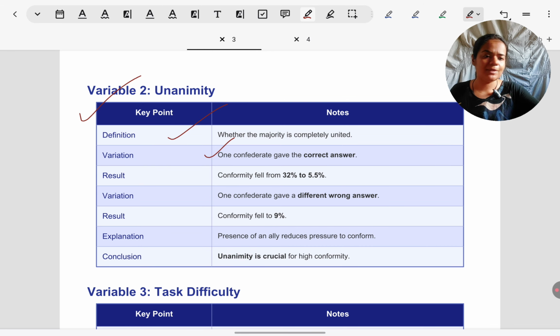This time something very interesting happens. When all the assistants are united with each other, conformity is 32%, which we've seen it stays around that point usually. But when there's even one person who breaks the majority and gives the right answer, conformity comes down to as low as 5.5%.